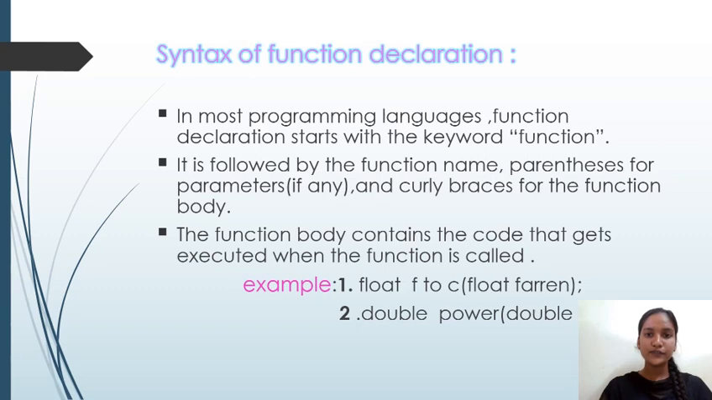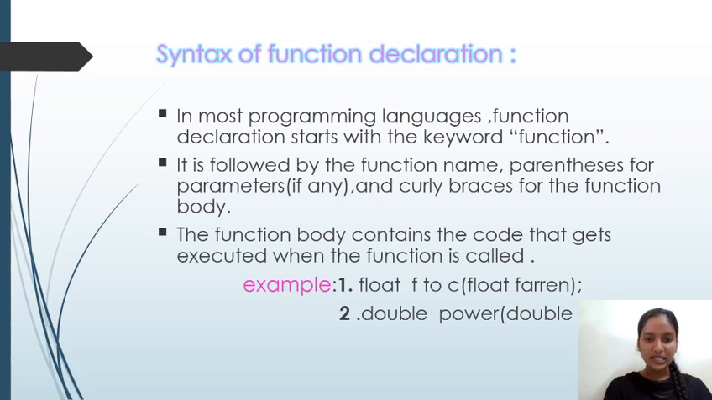Now, syntax of the function declaration. In most programming languages, function declaration starts with the keyword function. It is followed by the function name, parentheses for the parameters. Here you can see, if any, it is opened with the open parenthesis and closed with the closed parenthesis, and curly braces for the function body. We use curly braces for the function body. A function body contains the code that gets executed when the function is called.